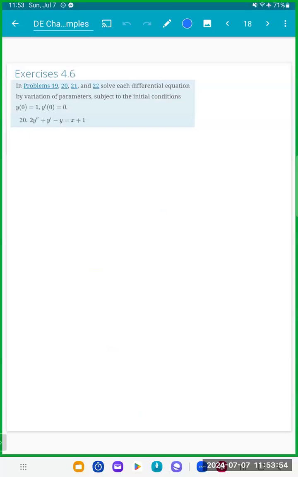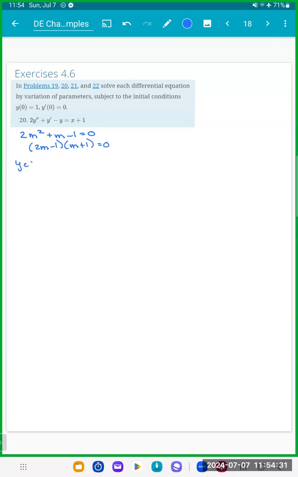This is the last problem out of this section that I'm going to work. This is problem number 20. So same thing, we're looking at solving the differential equation by variation of parameters, but we're given some initial starting conditions. And so this is problem number 20. So we have 2m squared plus m minus 1 equals 0. So we have (2m minus 1)(m plus 1) equal to 0.